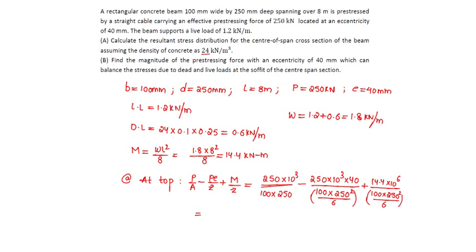Individually the values are 10 minus 9.6 plus 13.8, so the resultant value is 14.2 Newton per mm square, which is positive, so it is compression.